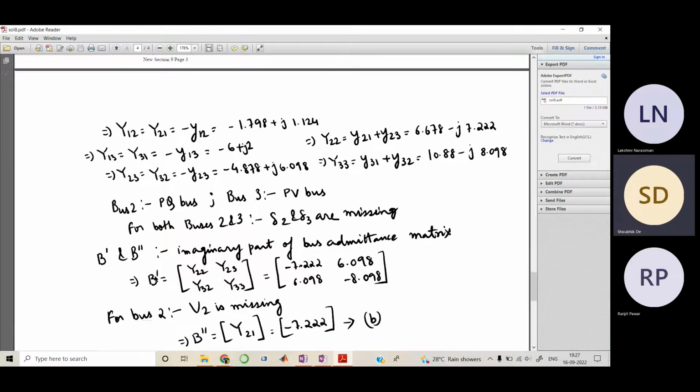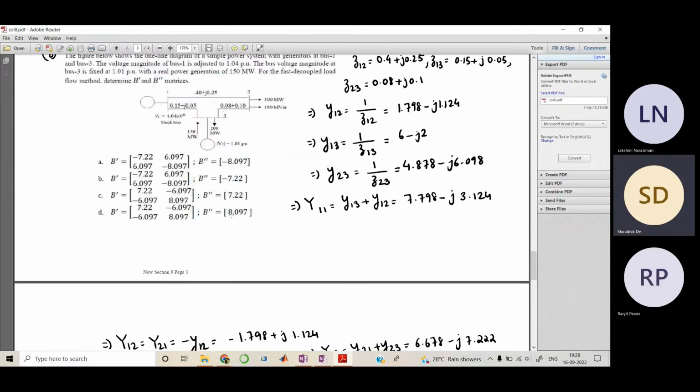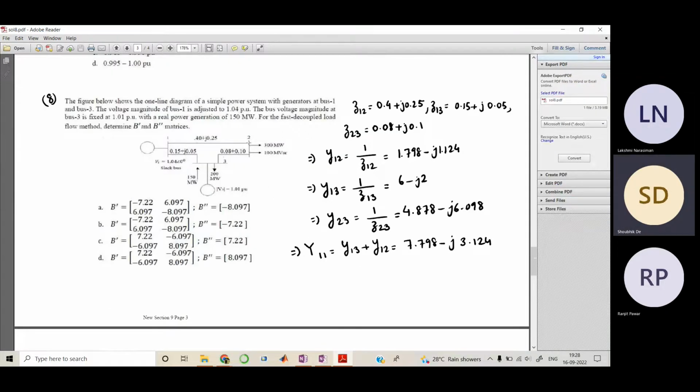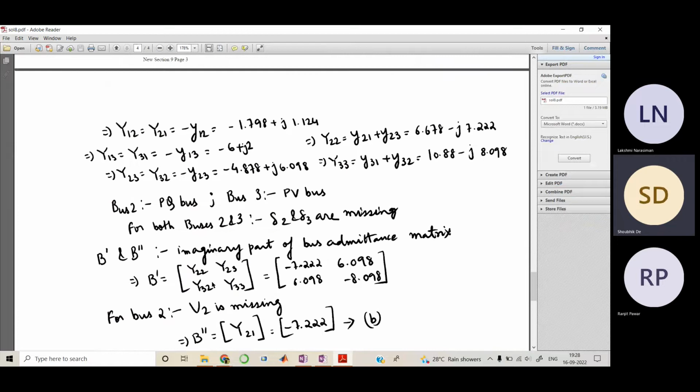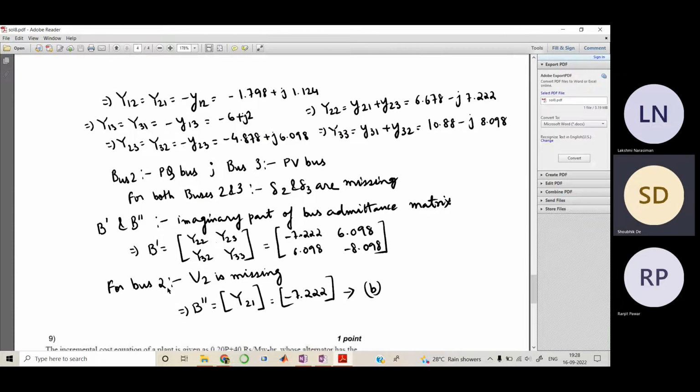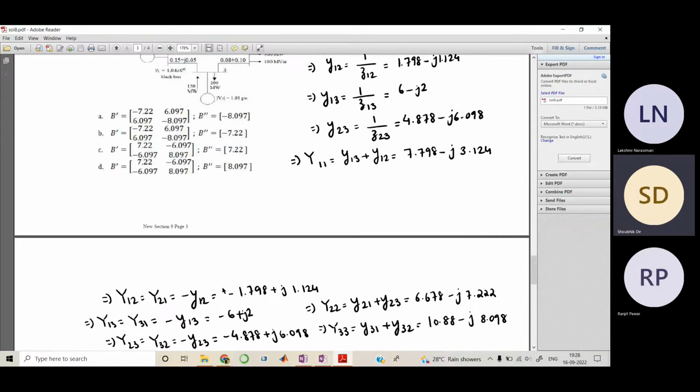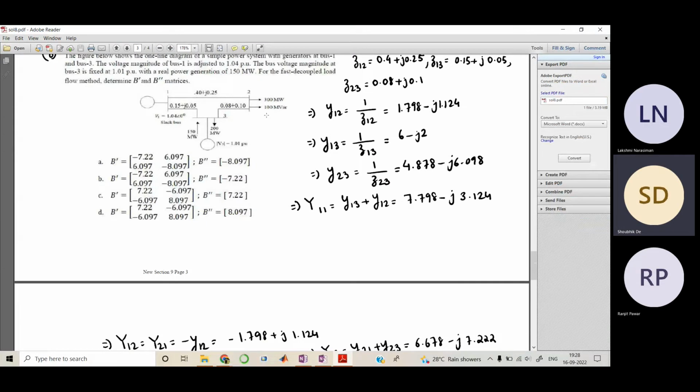Therefore, for B double dash, you have to look at the matrix which is connecting every component connecting bus 2 and 3. So bus 2 and 3 means Y22 and Y23, and also your Y32 and Y33. Only the imaginary terms, because this is B susceptance only. So when you do this, it comes out to be this value. And for bus 2, V2 is missing, right? Since it is a PQ bus. So you can't take this matrix into consideration.